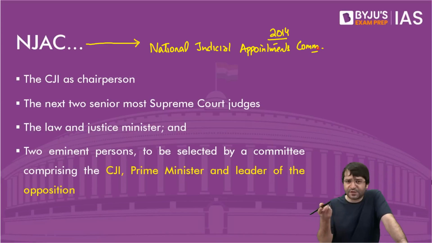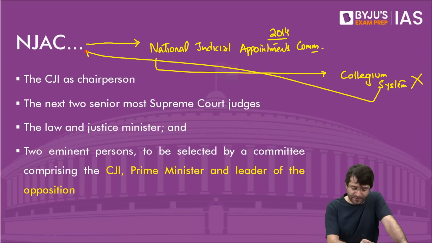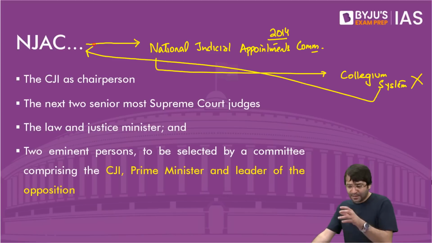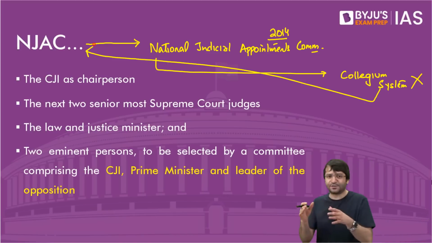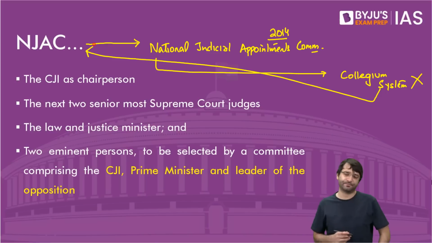What was the role of this NJAC? The Collegium system should disappear. Whatever is the role of the Collegium will be given to NJAC. What is the role of the Collegium? To recommend judges to the Supreme Court, to recommend judges to the High Court, to recommend transfer of judges from one High Court to another High Court. Now, these functions will not be performed by the Collegium because the Collegium would disappear. Instead, these functions will be performed by this constitutional body known as NJAC.